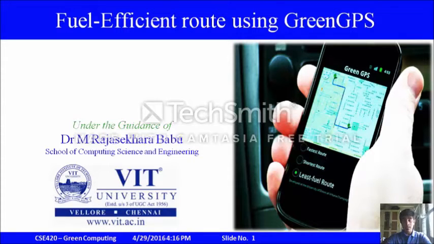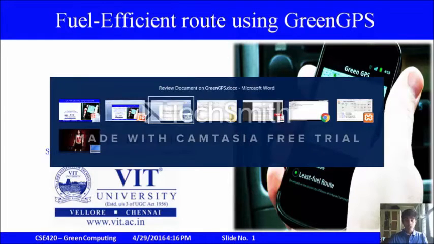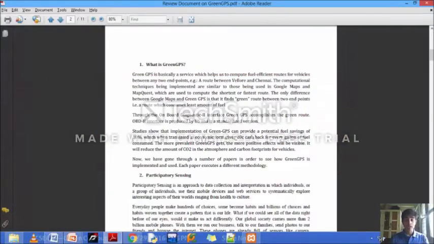So summing this up, we can say that Green GPS basically tells us about the most fuel efficient path between any two arbitrary points. Now, what is the reason why implementation of Green GPS is extremely important? Studies have shown that if Green GPS is implemented, it can provide a potential savings of around 10%, which when translated in economic terms can give us a cashback of 20 for each gallon of fuel consumed.